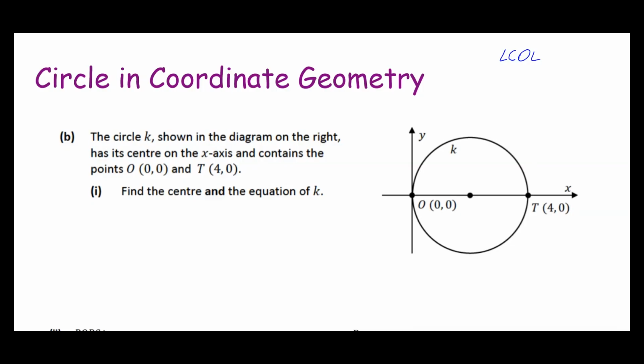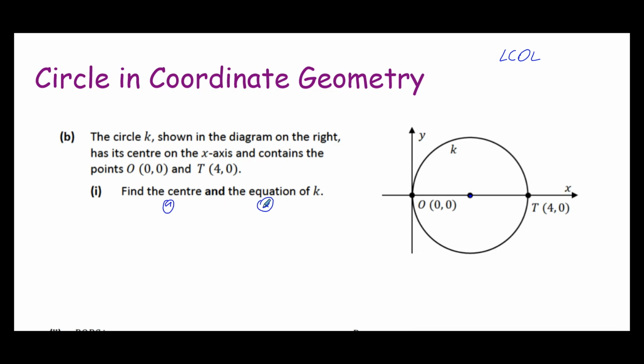Circle in coordinate geometry. Let's have a look. The circle K, shown on the diagram on the right, has its center on the x-axis, and contains points O, which has coordinates (0, 0), and T, which has coordinates (4, 0). Therefore, we have to find the center and the equation of the circle.